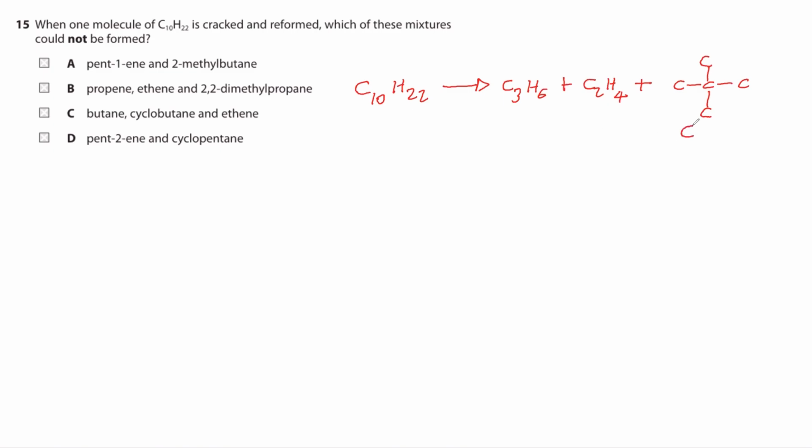Alkane with 5 carbon atoms, we know their formula C5H12. Now let's do it again. Carbon is 3 plus 2, 5. 5 plus 5, 10. Done. Hydrogen 6 plus 4 is 10. 10 plus 12 is 22.